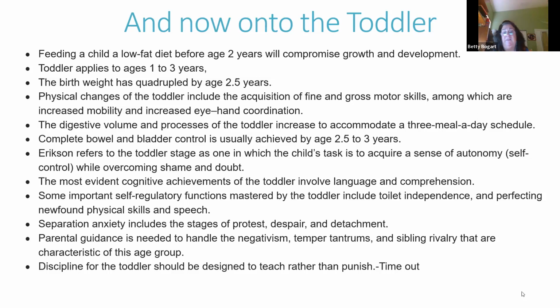Again, negativism, temper tantrums, and sibling rivalry are all about the toddler. So, discipline on these children is you need to teach them what they did wrong. And timeouts, 1 minute per year. A 6-year-old should have 6 minutes. A 2-year-old should have 2 minutes. And they need to be told why they're on timeout.